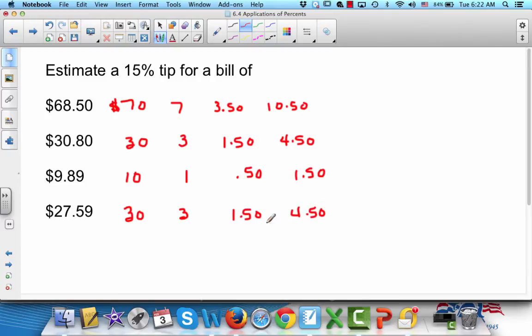See, we're estimating these. We're not coming out to an exact amount, okay? So if you come close to what I've got right here, you've done a good job.